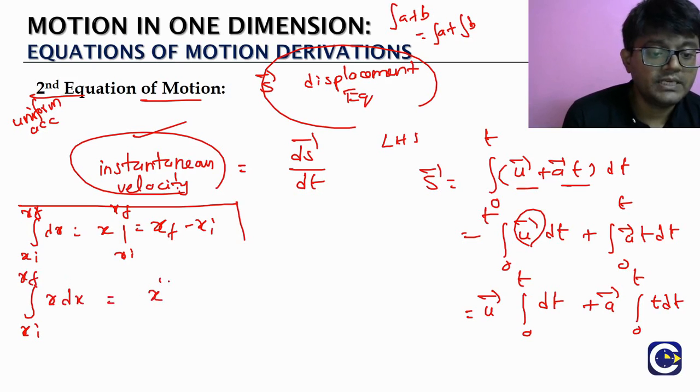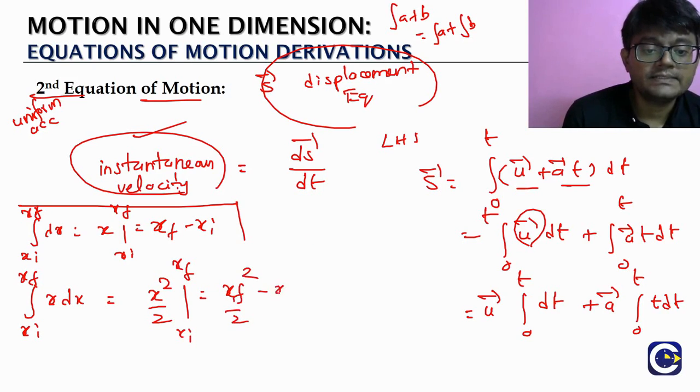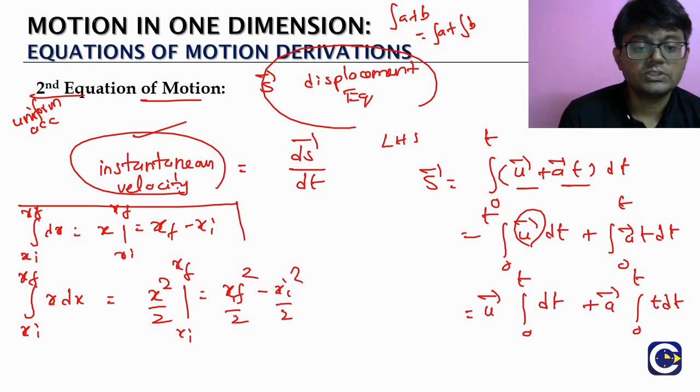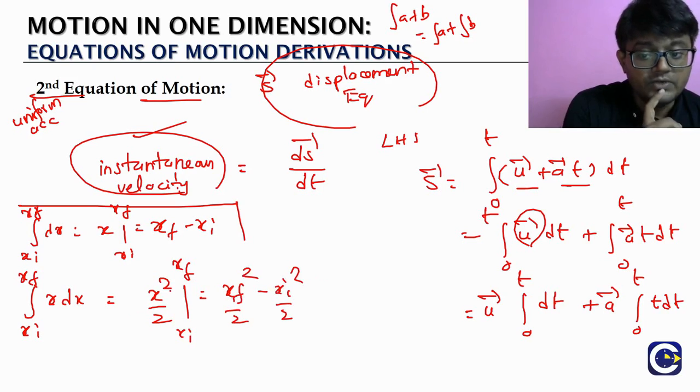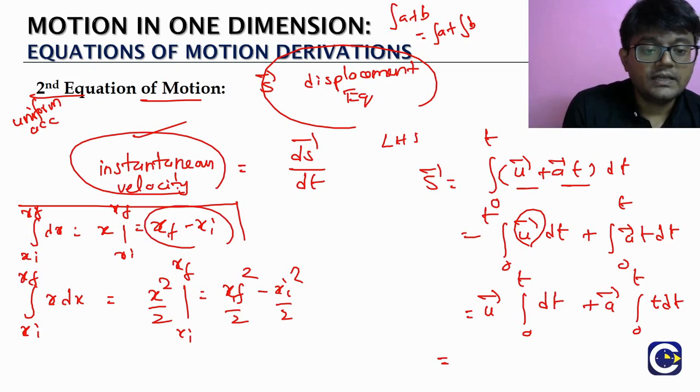It is x square by 2. Again we have to substitute the limits: the final limit value minus the initial limit value. This is how we'll have the simple integrations. We have covered them in the basic math videos. Now, integral 0 to t dt is like what? The final limit of time is t, minus the initial limit of time, which is 0.